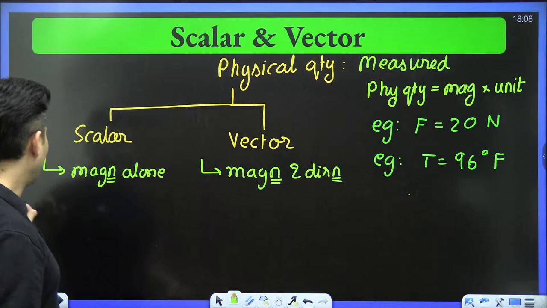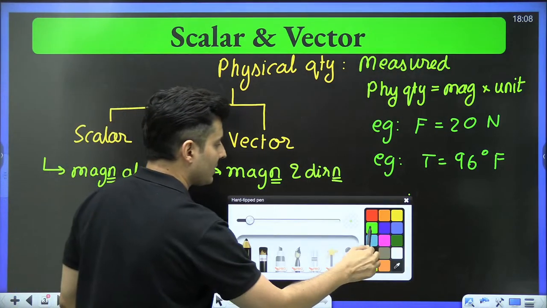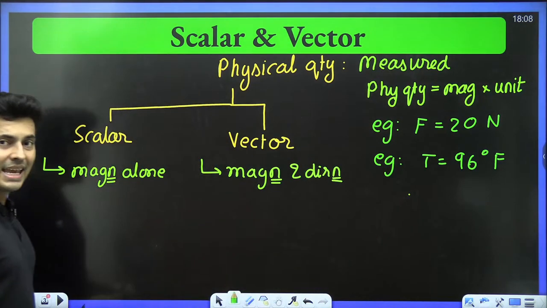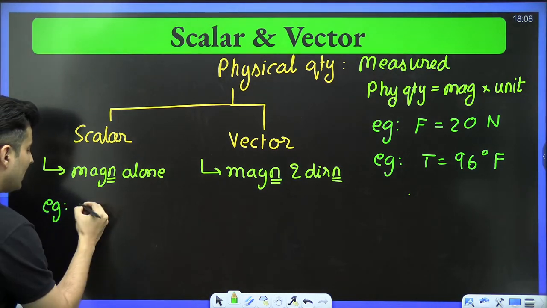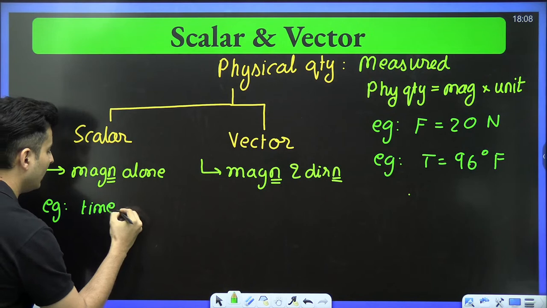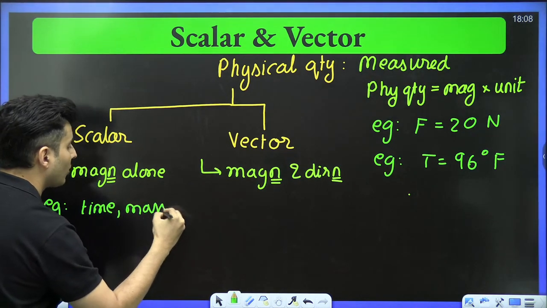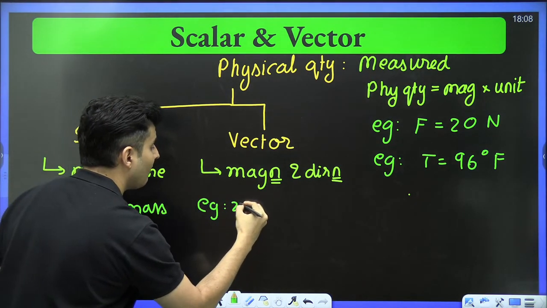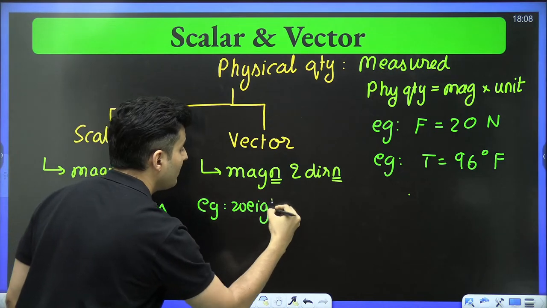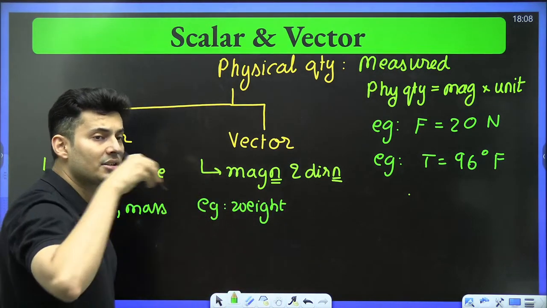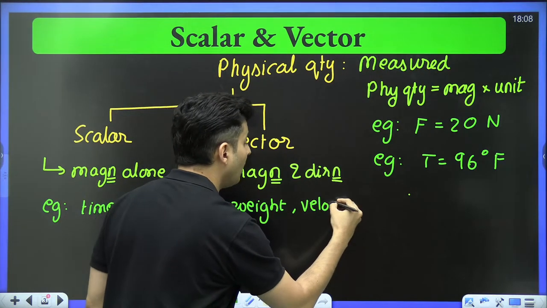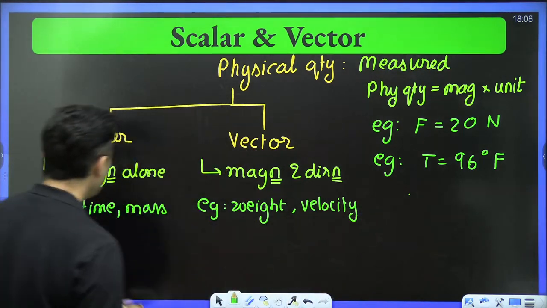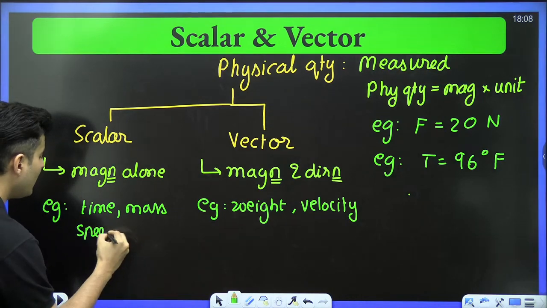Can you quickly give me the examples of scalar quantities? Time is a scalar quantity. Mass is a scalar quantity. Whereas weight is a vector quantity, guys, because weight means force, and the direction is downwards, so it is a vector quantity. Velocity is a vector quantity. You will see, but speed is only magnitude.